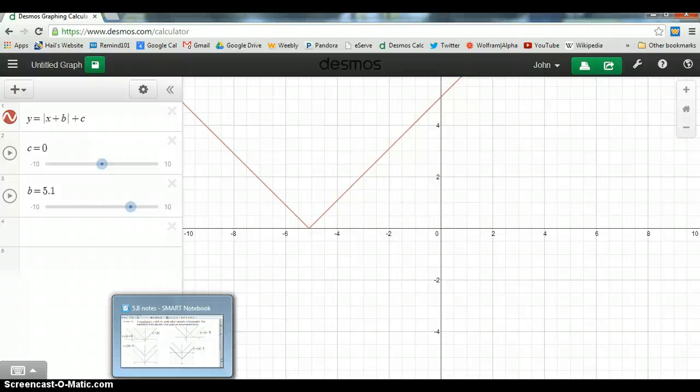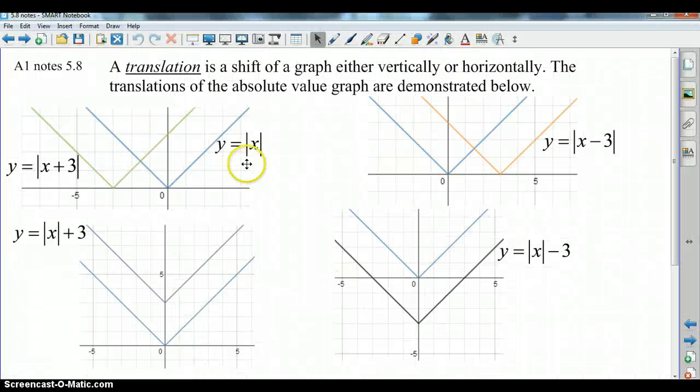I would encourage you to take a minute and just kind of move those sliders yourself. Alright, now let's go to some more of the work here.